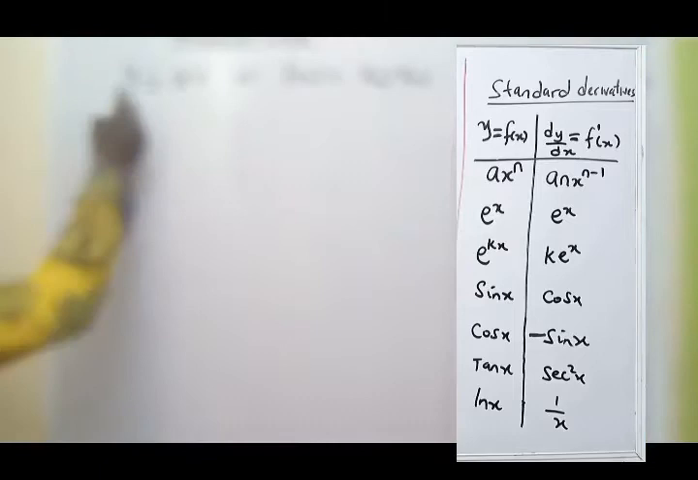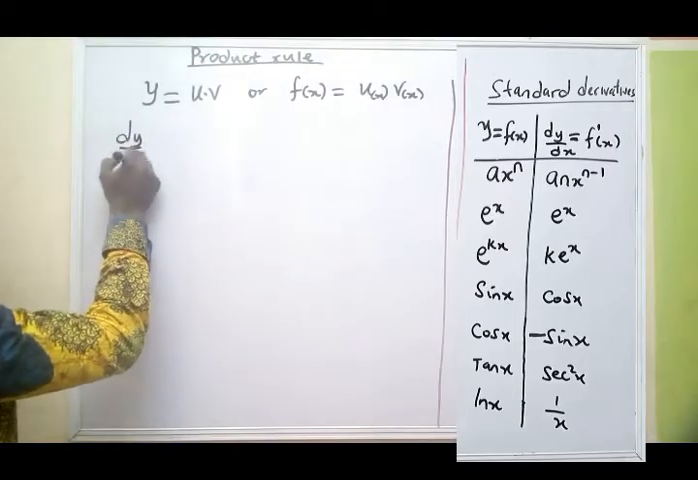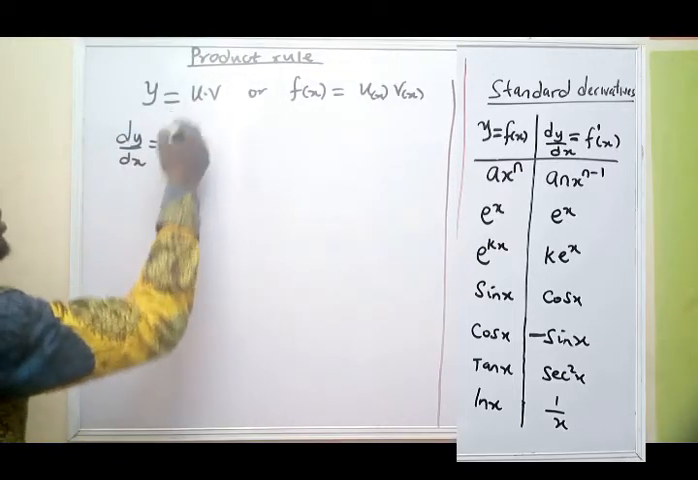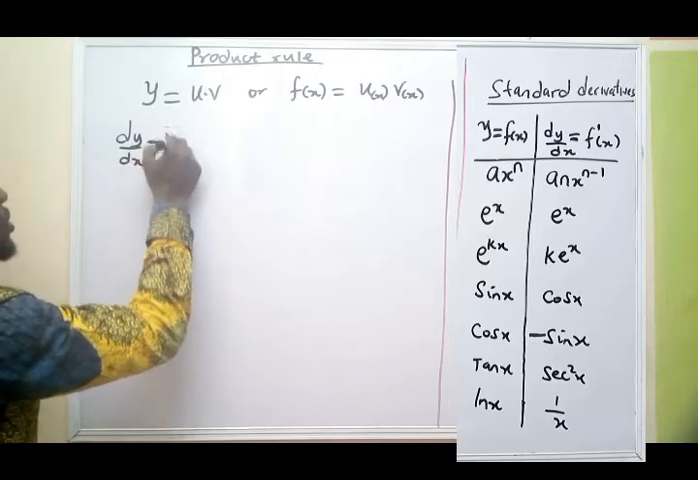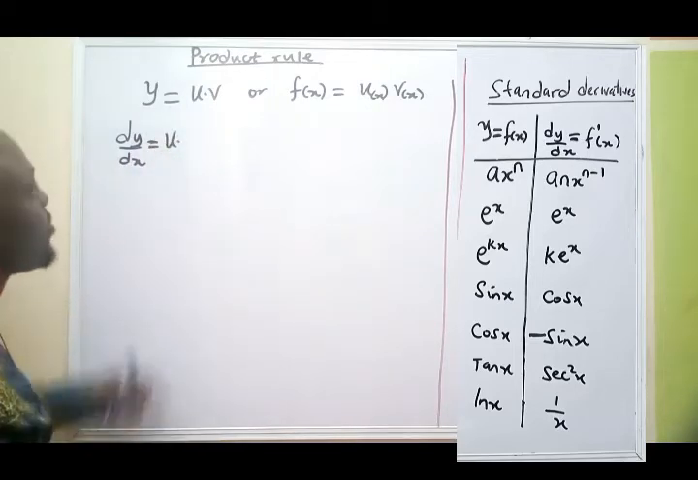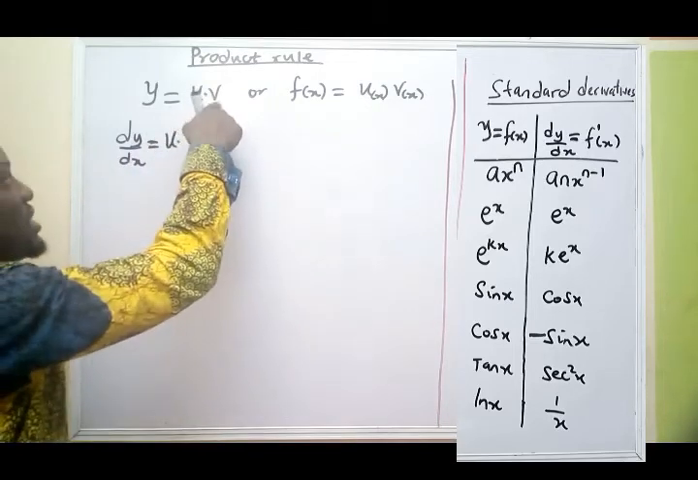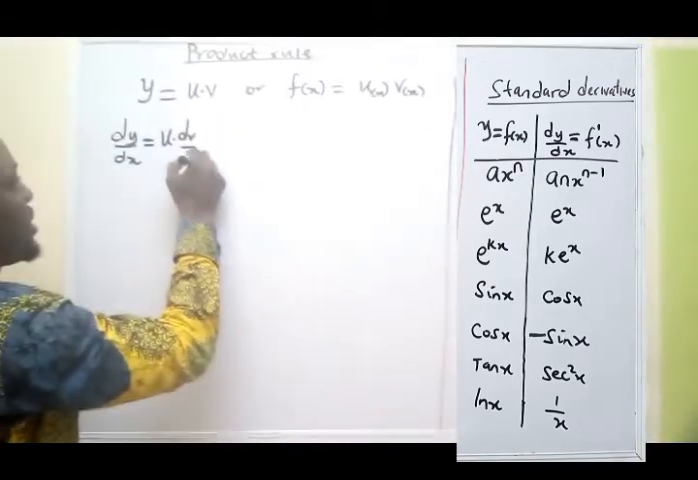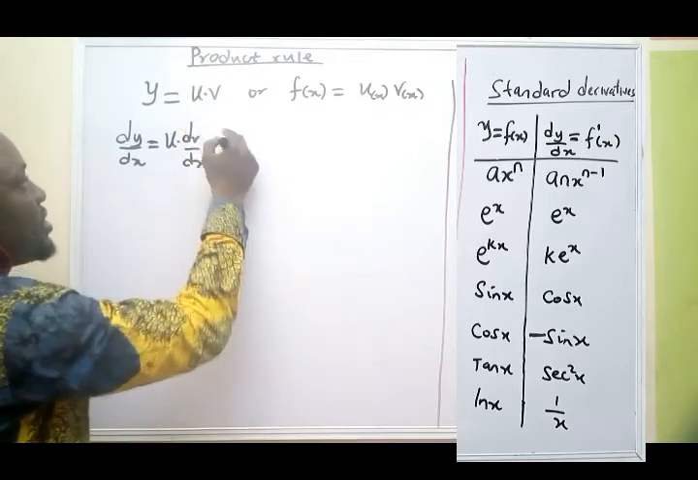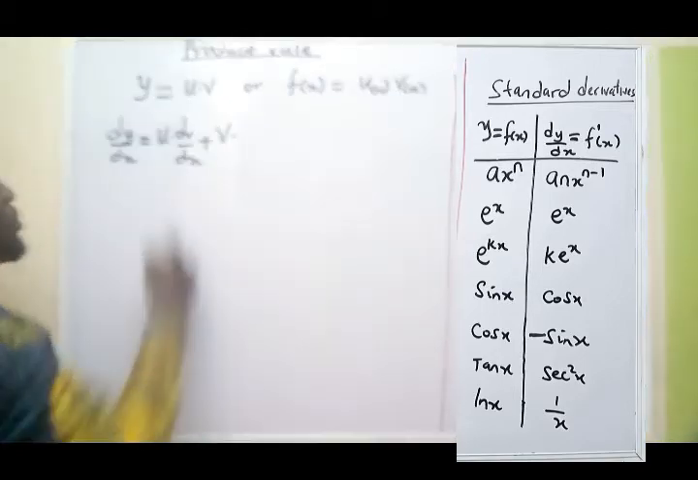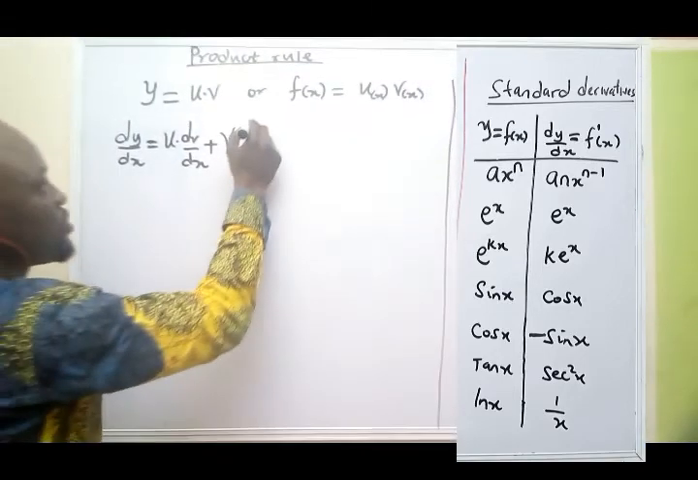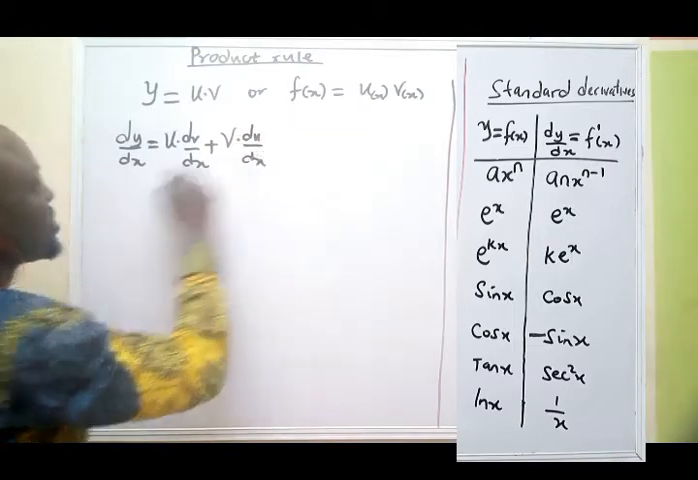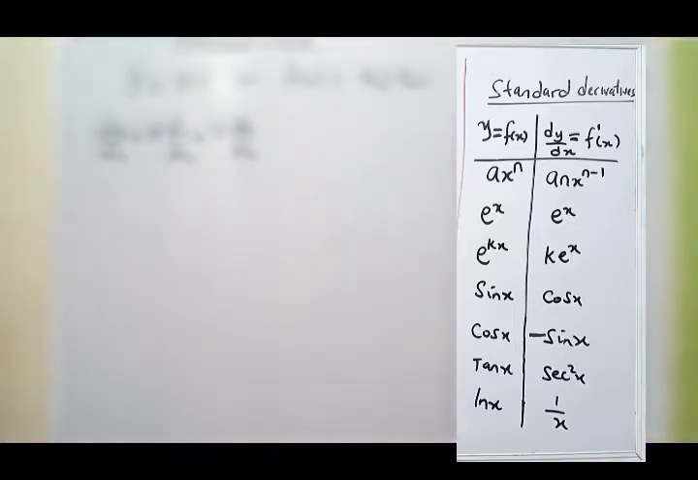So now for this, the dy/dx will be, I'm going to take the function u, multiplied by the derivative of v, which is dv/dx, plus v, the function, multiplied by the derivative of u, du/dx. So this is the formula for the product rule.